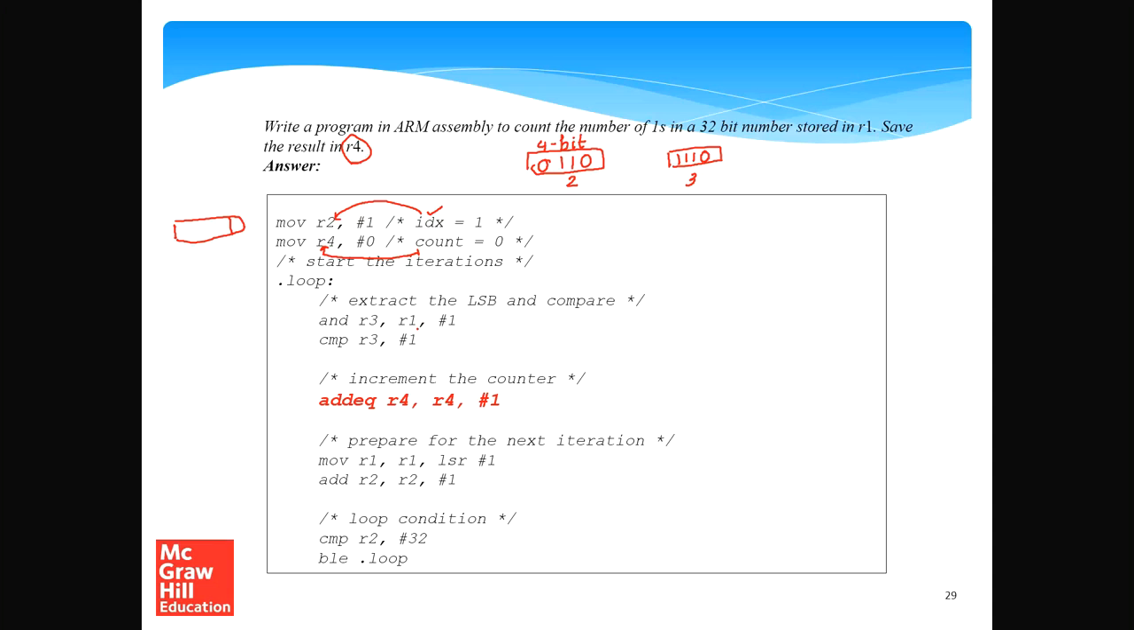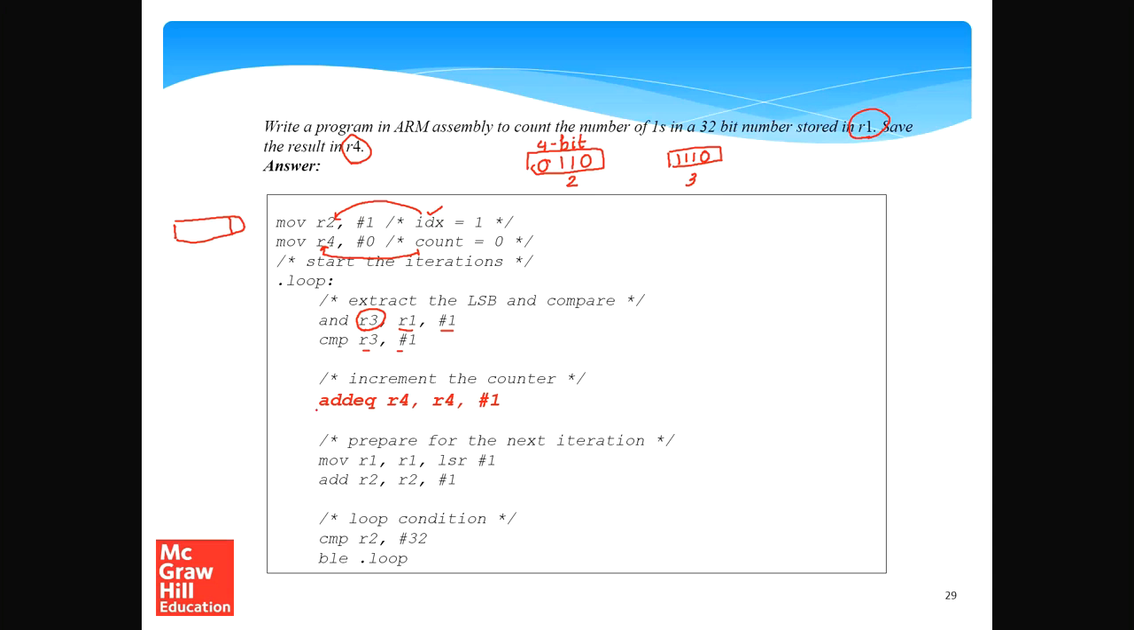So in this case, how do we extract the LSB? What we can do is take the original number which is stored in R1 and AND it with 1. So in this case, all the upper 31 bits will get erased and only the LSB will remain. The result of the AND will stay in R3. Let us now compare R3 with 1.